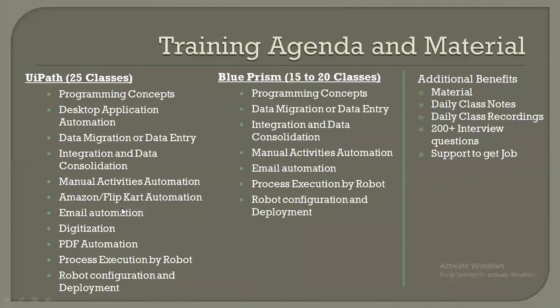After this agenda, I will cover one Amazon automation process also, just to show you an example of how it works in automation. The email automation, the digitalization and the PDF automations, process execution by robot, configuration and deployment, all these parts I would cover in 25 use cases and in 25 classes. And Blue Prism, around 15 to 20 classes, I will cover 15 use cases for this.